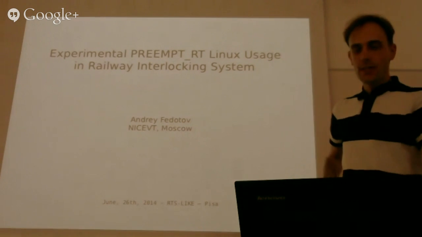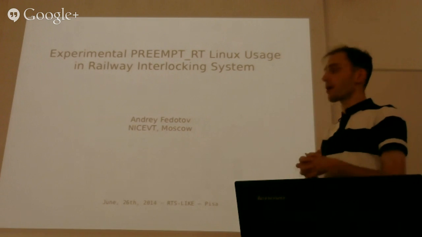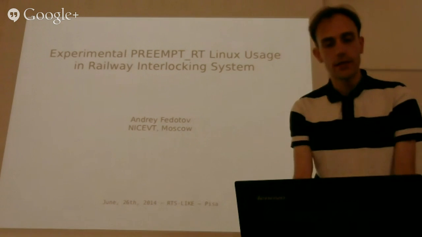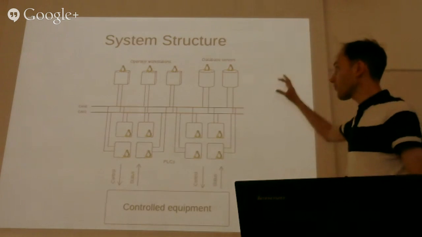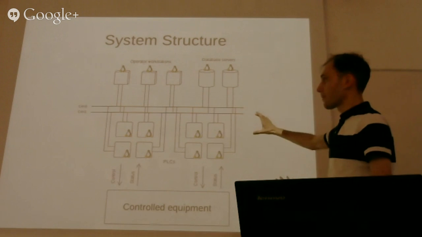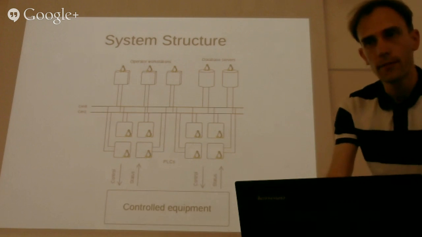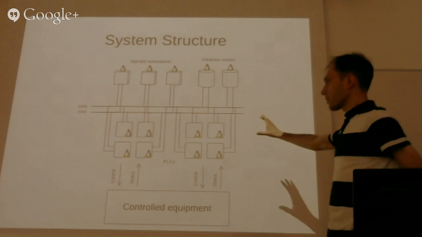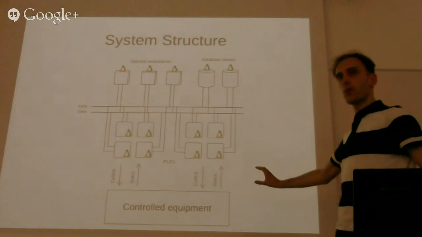So our situation is very similar to the previous two. We have a railway interlocking system that we are developing. It is a classic three-layer system that consists of the upper layer with operators' workstations and data servers, and so on, the programmable logic controllers that are calculating the main logic, and the controlled equipment.